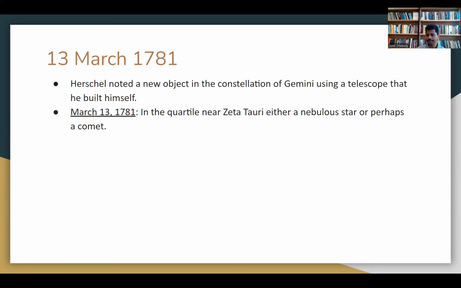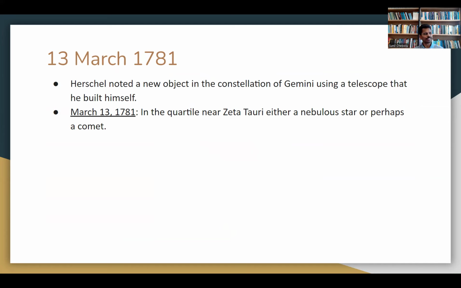So then he recorded on 13th March 1781, in the quartile near Zeta Tauri, either a nebulous star or perhaps a comet. Back in those days, everything that's not a point of light is a nebulous star, with some nebulosity, or a comet, right? He was not sure.